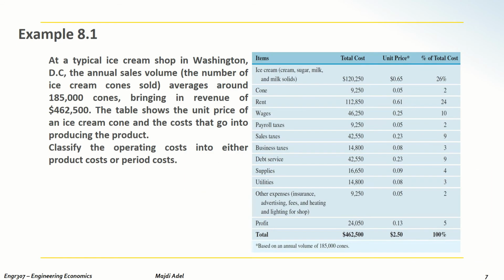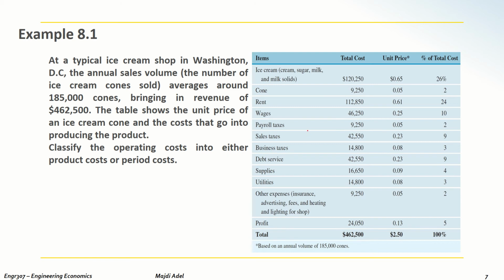Example 8.1 is about an ice cream shop, and we want to see how the cost for one ice cream cone is classified. A typical ice cream shop in Washington, D.C., has an annual sales volume of 185,000 cones per year. The revenue is $462,000. The table shows the unit price of an ice cream cone and the costs that go into producing the product. We want to classify them as product and period cost.